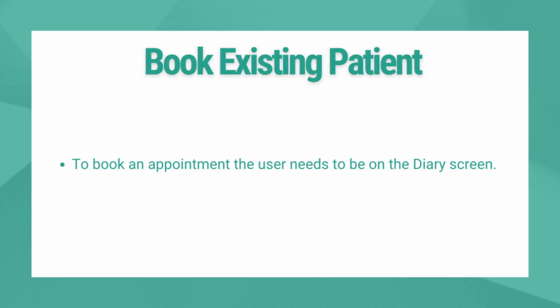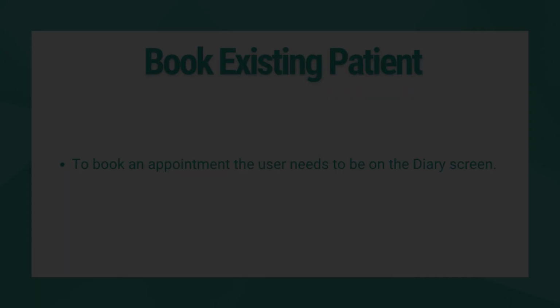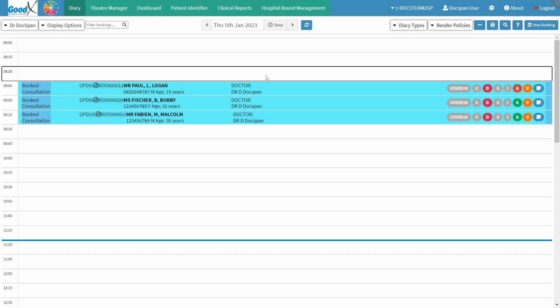To book an appointment, the user needs to be on the diary screen. There are two ways to book an appointment on the diary. We will now go over the first method, creating a booking from the diary screen.